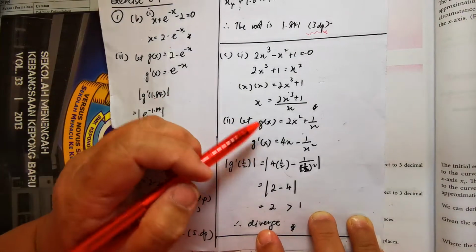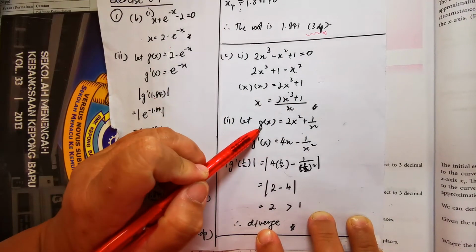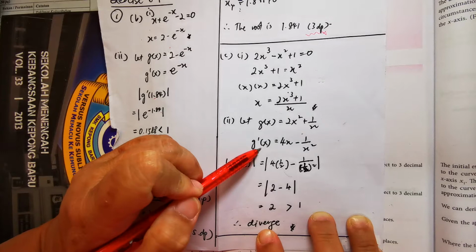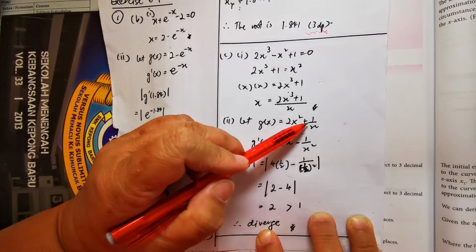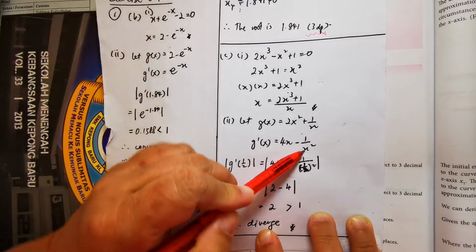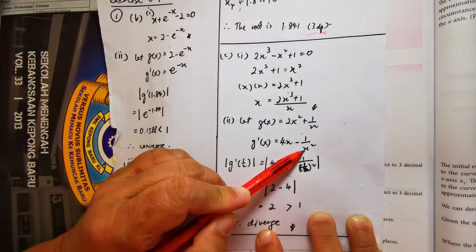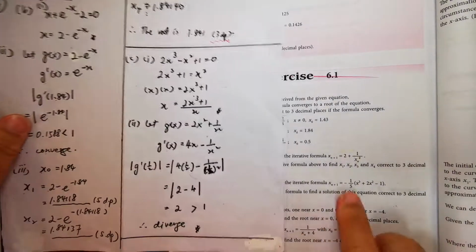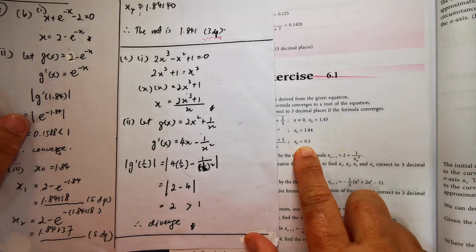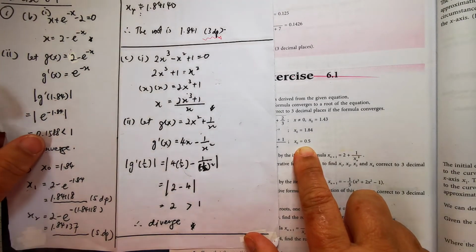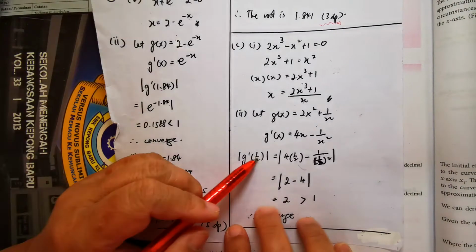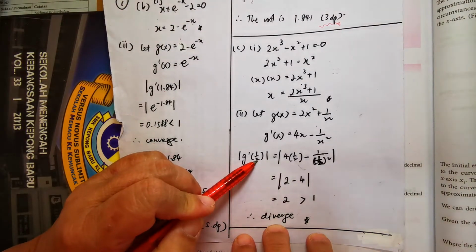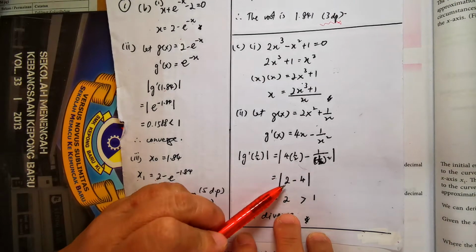Alright, then next step, let the right hand side be your g(x). Then differentiate it. Differentiating 2x squared gives 4x. Differentiating 1 over x gives negative 1 over x squared. The first initial value of x that we are going to use is 0.5. So I sub 0.5 into my g prime x. Sub in, so I get this answer.